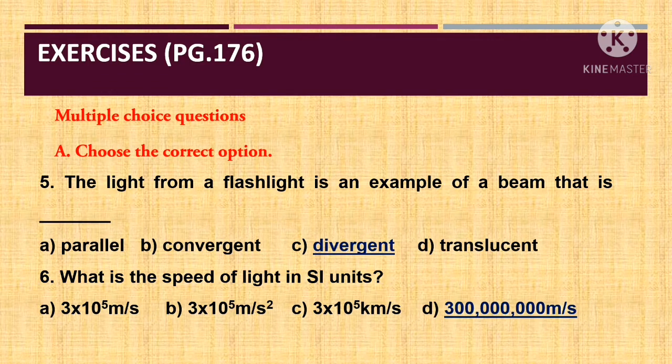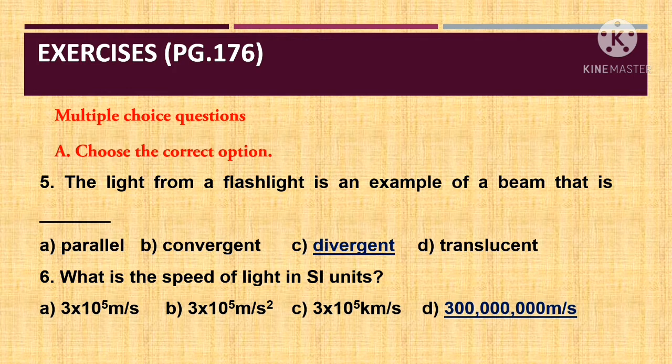Question 5. The light from a flashlight is an example of a beam that is dash. A. Parallel. B. Convergent. C. Divergent. D. Translucent. The light from a flashlight is spread out from a point, hence it is divergent. Answer option C, divergent.